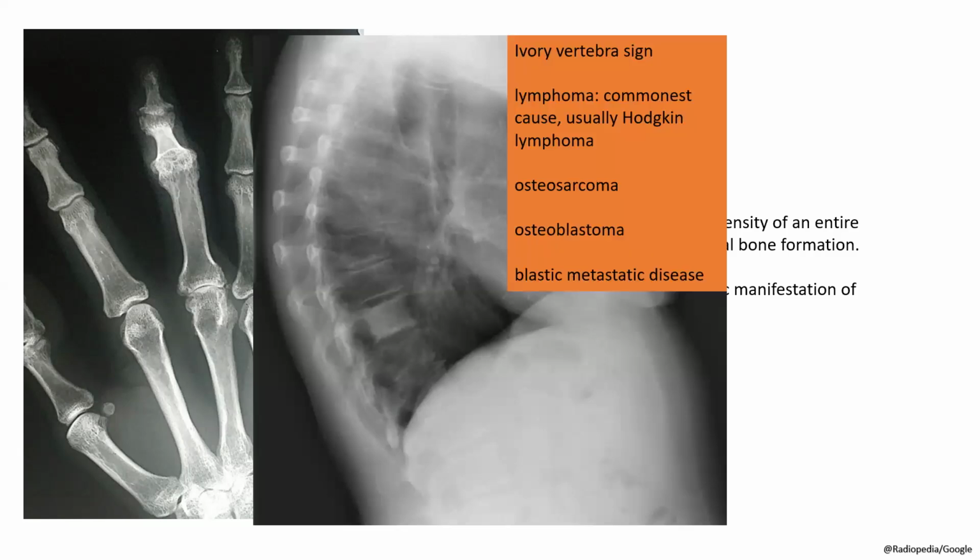What is this? This is the ivory vertebra sign, which can be seen in lymphoma. The commonest cause is Hodgkin lymphoma. Then it can be seen in other diseases like osteosarcoma, osteoblastoma, and osteoblastic metastatic disease.